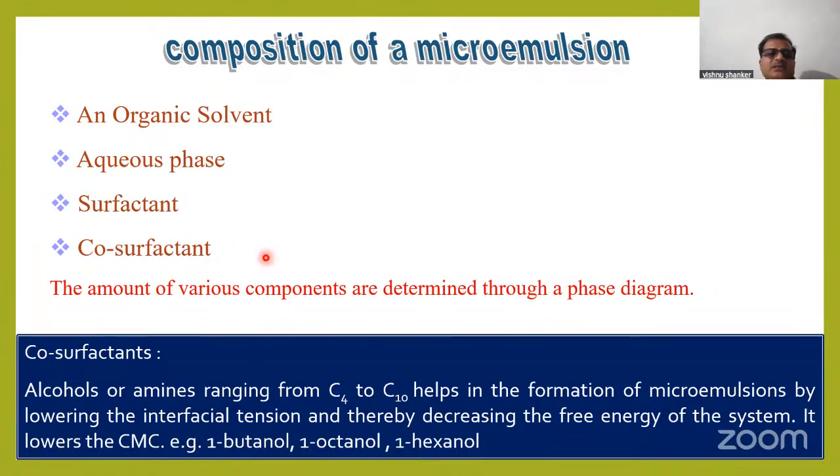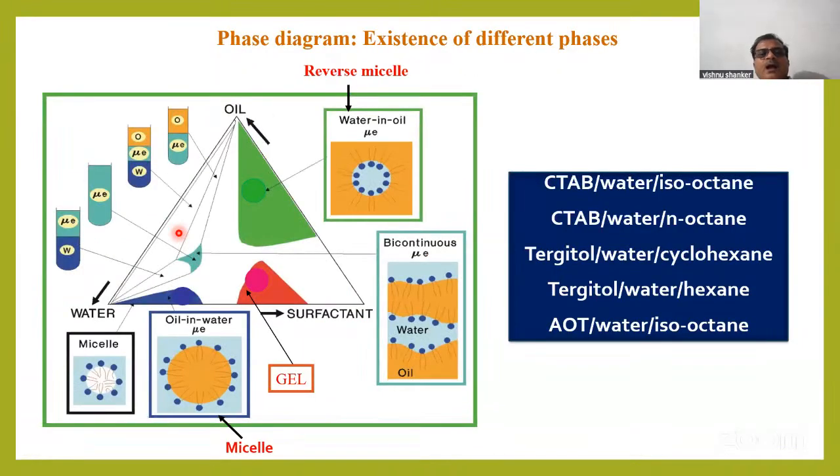Basically the microemulsion has three components: one is the organic solvent, another is the aqueous phase, and then you have the surfactant. The fourth one is the co-surfactant, which you use to further stabilize the microemulsion. But basically it is a three-component system; the co-surfactant is only to further stabilize it. How much proportion of each there should be, you get the idea when you plot the phase diagram. When you plot the phase diagram, you get information on what composition you can keep to get the proper microemulsion.